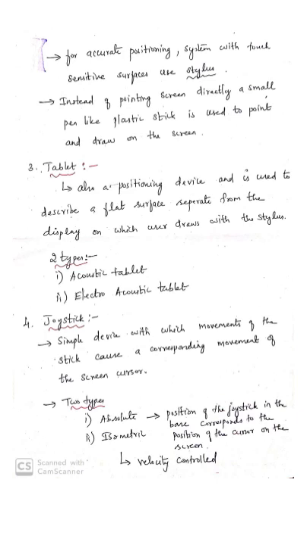Then we can move on to the joystick. A joystick is a device with which movements of the stick cause a corresponding movement of the screen cursor. There are two types: one is absolute and the other is isometric. Absolute means the position of the joystick in the base corresponds to the position of the cursor on the screen. Isometric means it is related to velocity control.